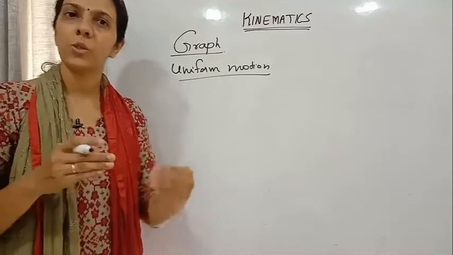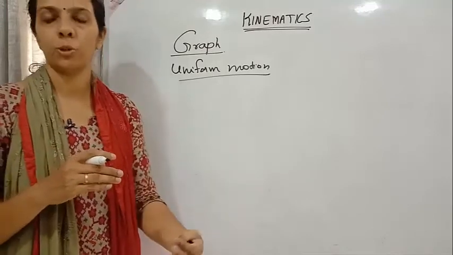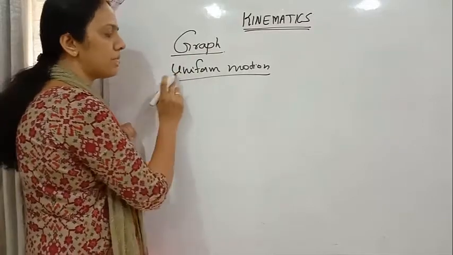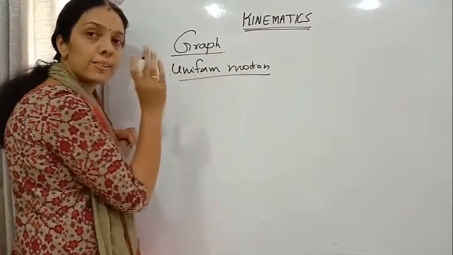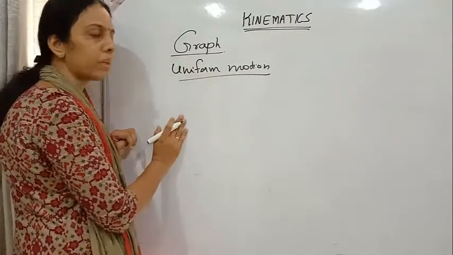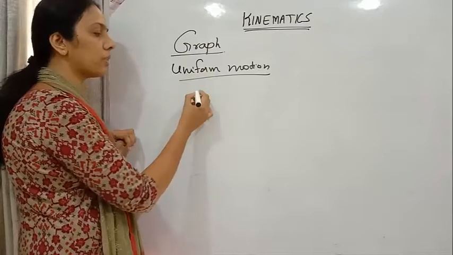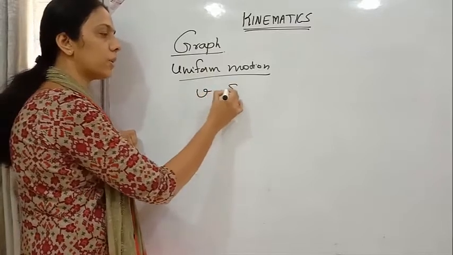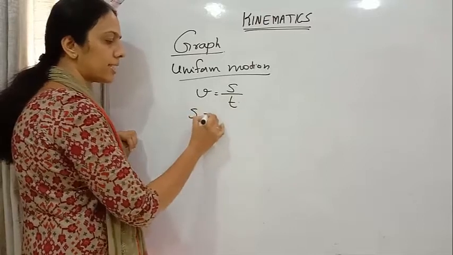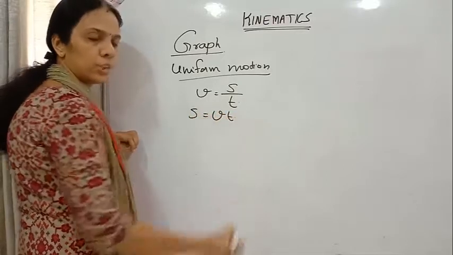In the previous videos also we learned about uniform motion, right? For those who didn't watch those videos, I am telling it once more. Uniform motion is when the distance travelled by the object is equal in equal intervals of time. So in that case, how can we find the velocity? Velocity equals displacement divided by time, or we can write it as displacement equals velocity into time.